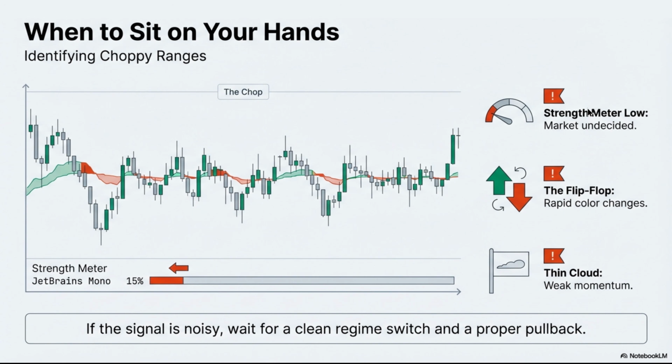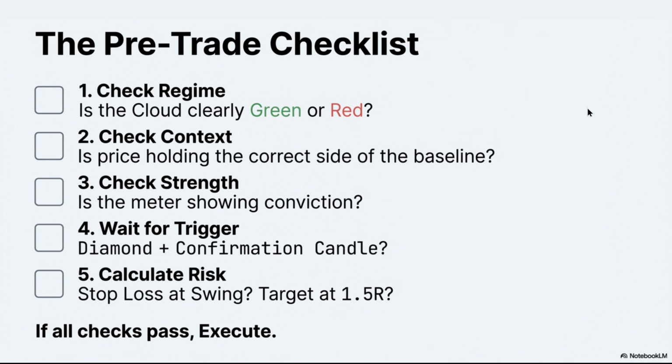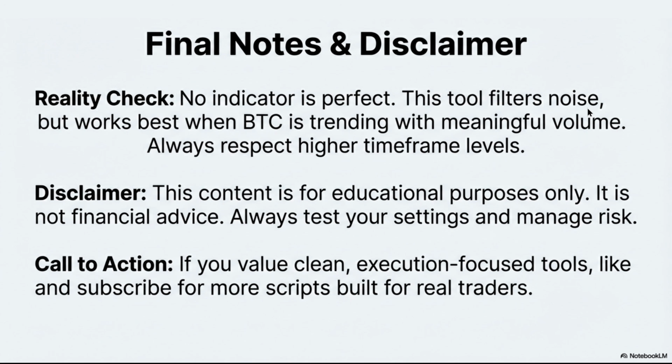A quick word on expectations. This indicator is built to read trend through flow, which can give you cleaner regimes than simple moving averages, but no tool is perfect. It works best when BTC is actually trending and volume participation is meaningful. Use it with basic market context, respect major higher time frame levels, and always trade with risk rules.